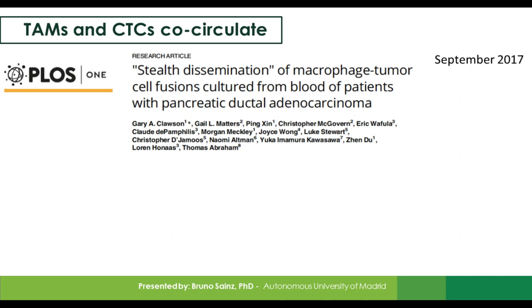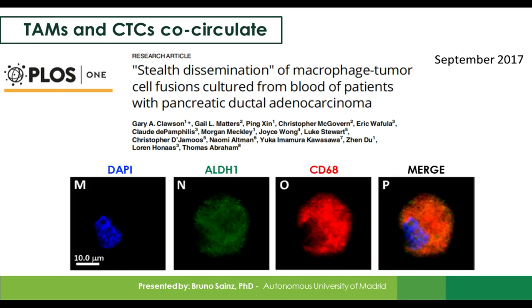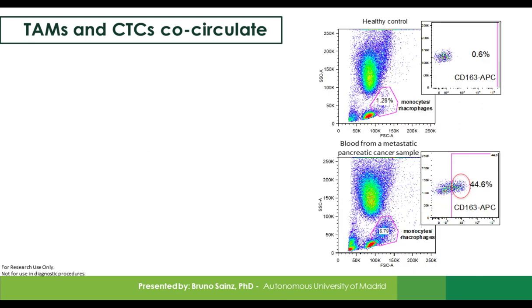Now, this hypothesis was recently supported by a publication in 2017 by Clausen et al., where they observed fusion between circulating tumor cells and TAMs. As shown here, with a PDAC cell marker, which is ALDH1, and a macrophage marker, here they use CD68. You can see that the cells that they were able to isolate from blood samples were both ALDH1 positive and CD68 positive, again indicating perhaps a fusion event between tumor-associated macrophages and circulating tumor cells.